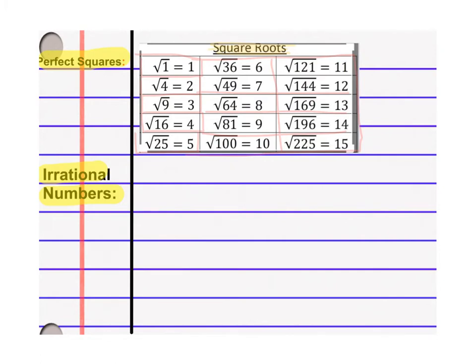Okay, so what is an irrational number? I don't like to tell students to guess because I do want them to know, but if you have to guess, most numbers are rational. It is more rare that a number is irrational. So what is an irrational number? Well, it's a number that cannot be written as a fraction.